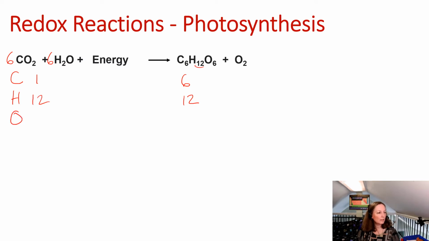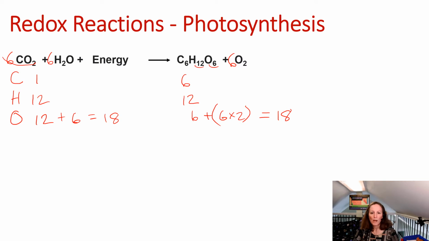And then on the oxygen, what do we have? We have 12 right here, 6 times 2 plus 6 to get 18. And then on this side, we have 6 plus something times 2 to get to 18. 6 times 2 will give you your 12, so then 6 plus 12 will give you your 18. So we need a 6 there as well.